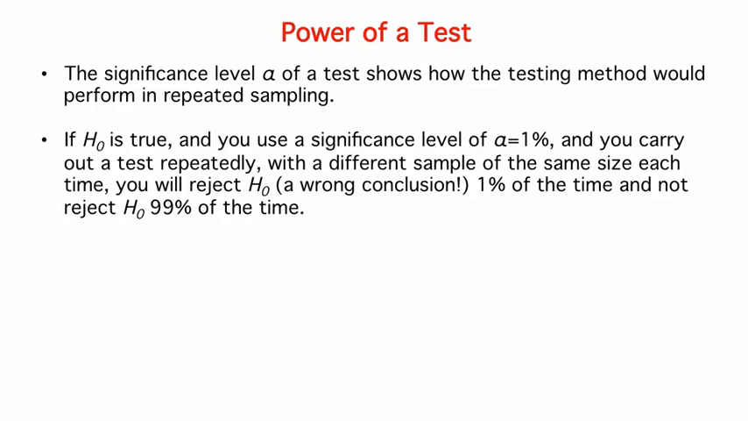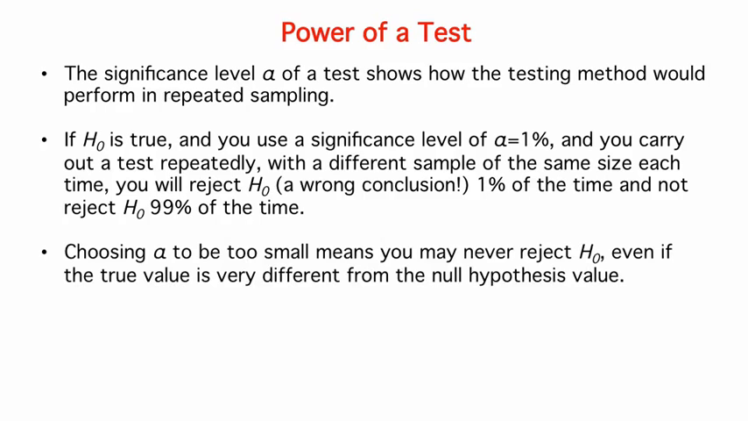The problem is that if you set alpha too small, you'll never reject the null hypothesis, even if the true value is nowhere near what the null hypothesis value says it is. So we want to be able to detect a false null hypothesis. If the null hypothesis is not true, that's the conclusion we want to make. What we need is a high probability that the test will reject H0 when an actual alternative value of the parameter is true.